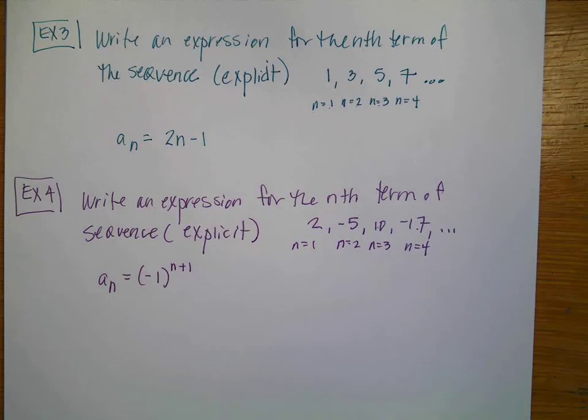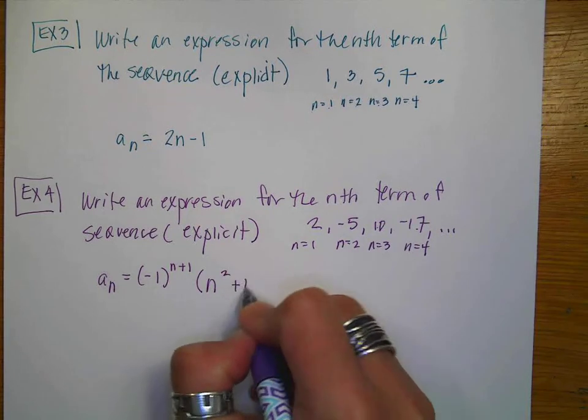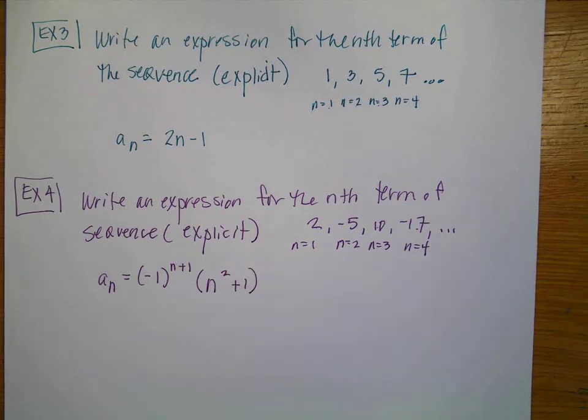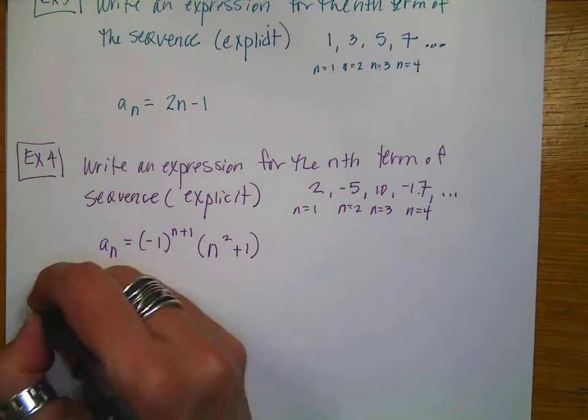So my a sub n, I'm going to have a -1 to the n plus 1. And that's going to manage my alternating signs. And then this one is n squared plus 1. Again, this is sometimes a little bit difficult. This is a hard thing for me to do. I struggle with this. Sometimes I can get there. But again, it's not the primary focus of what we're going to be doing.